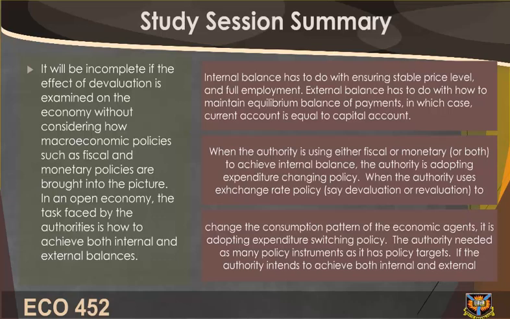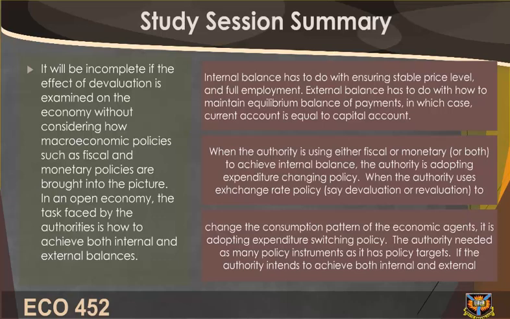External balance has to do with how to maintain equilibrium balance of payments, in which case the current account is equal to the capital account. When the authority is using either fiscal or monetary policy or both to achieve internal balance, the authority is adopting an expenditure changing policy. When the authority uses exchange rate policy, say devaluation or revaluation, to change the consumption pattern of economic agents, it is adopting an expenditure switching policy.